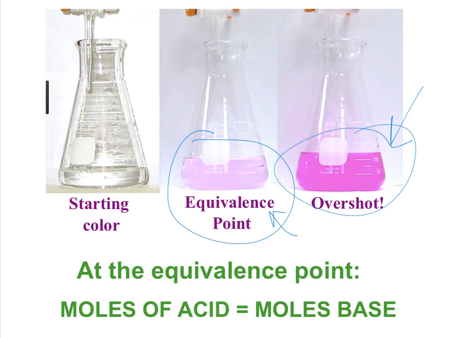So what's important about this equivalence point? At the equivalence point, moles of acid equals moles of base. So whatever base volume you have, you'll be able to take that volume from the burette and the molarity of the base to find moles of the base, which translates into the moles of H+ that you have in your sample.